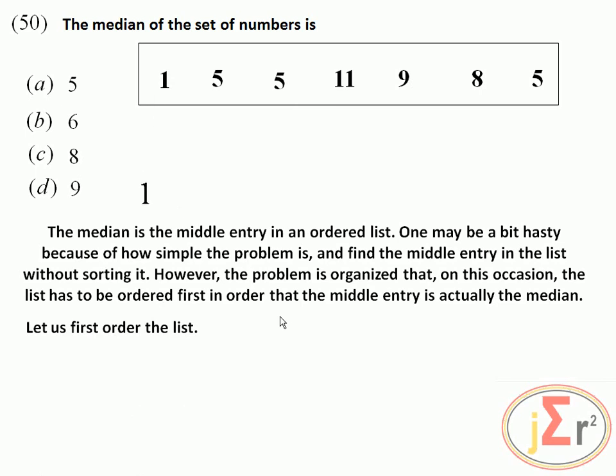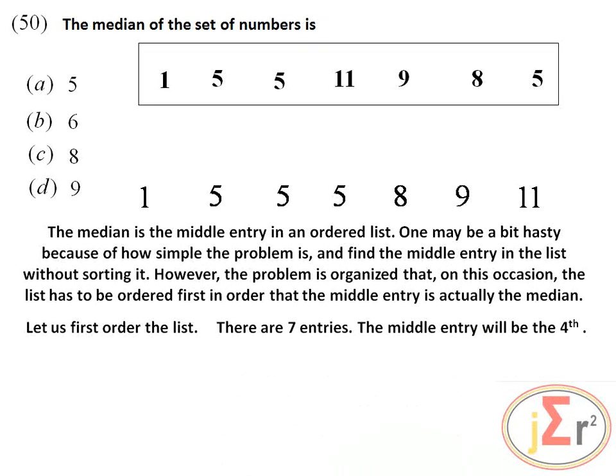1 goes first. The next number in numerical order is 5. We have 3 occurrences of 5. Next we have 8, and in numerical order immediately following we have 9. No 10. We include 11, and the list is ordered. There are 7 entries. The middle entry will be the 4th. 7 divided by 2 is 3.5. We are sure that the middle entry is the 4th.